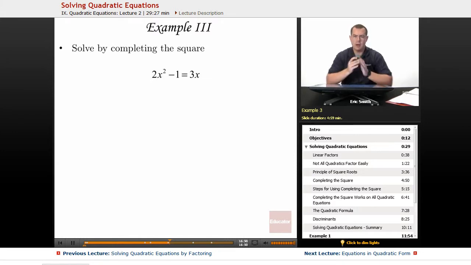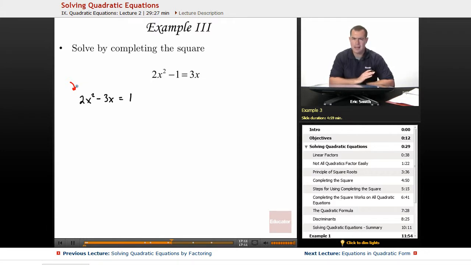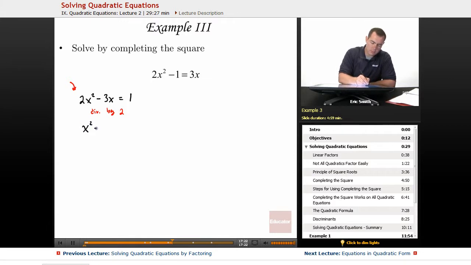Alright, so again, the very first thing I want to do is just get all of my x's to one side. If it doesn't have an x, I'll move it to the other. So I have 2x squared minus 3x. We'll add the 1 to the other side, 1. Now I need to check my x squared term to see if it's 1. And it looks like this one's a 2, so I need to divide everything by 2. That will give us an x squared minus 3 halves x equals 1 half.